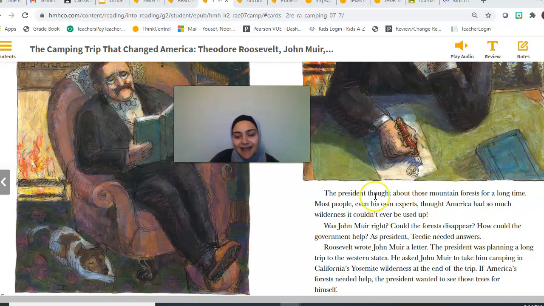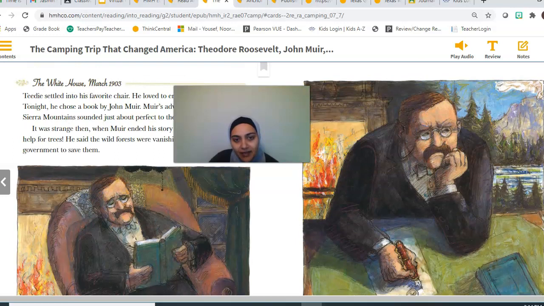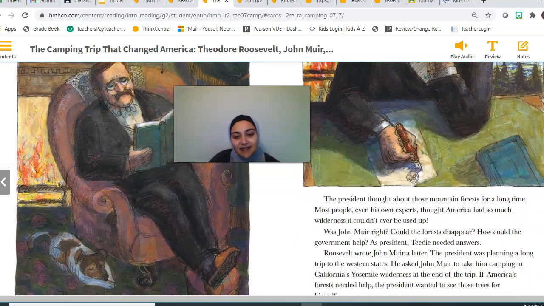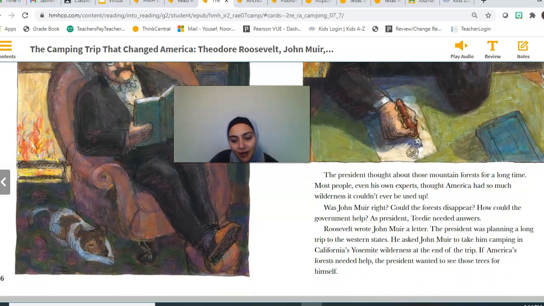So what's the first thing that happened? The president, what's his name? Theodore Roosevelt, he wanted to visit the Yosemite wilderness, right? Or the park, to see and learn how much wilderness there is in America and what we can do with it. So that's the first thing that happened. Let's write that down.